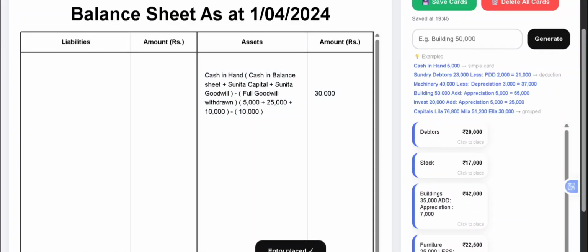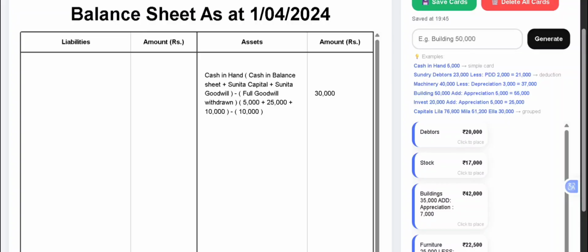and we have to deduct the full goodwill which was withdrawn by the old partners. So which will be 5,000 plus 25,000 plus 10,000 minus the goodwill 10,000, the full goodwill which has been withdrawn. So the balance cash which will appear in the balance sheet will be rupees 30,000.